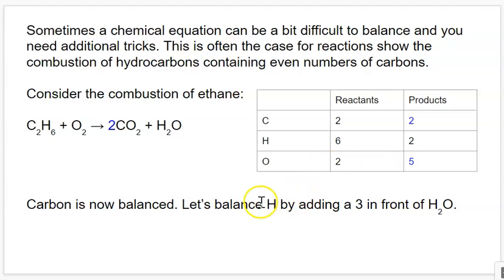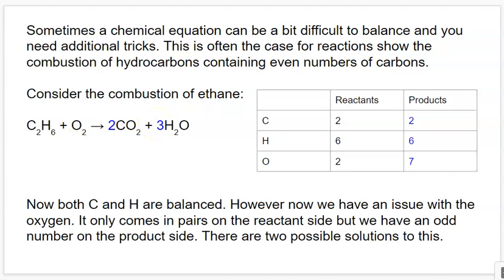So now let's balance the hydrogen. We have 6 here and 2 there. So if we add a 3 in front of the water, that should get us a balanced hydrogen situation. So yeah, now we have 6 and 6. So both carbon and hydrogen are now balanced. But you can see here we have a little bit of an issue with the oxygen because we have 2 on the reactant side, but 7 on the product side.